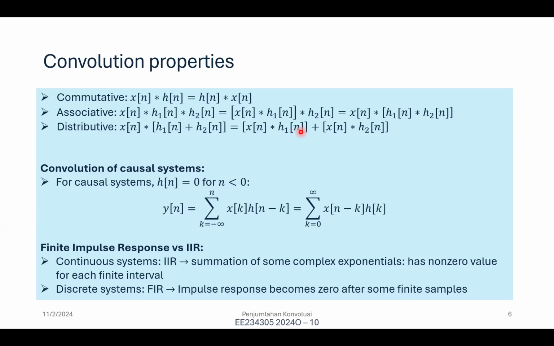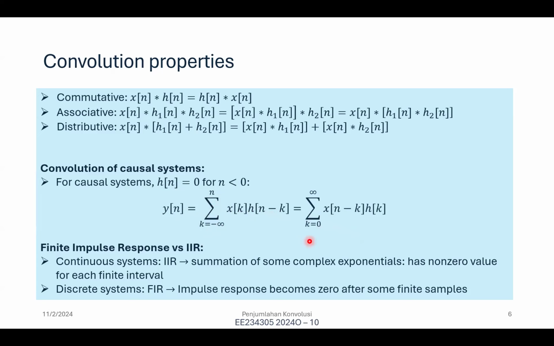And for a causal system, the definition is that the impulse response h[n] is zero for negative values of n, because it's not possible for the response to come before the input, right? So that's not possible. So for the causal system, y[n] equals the summation of x[k] times h[n-k]. Now we change the minus infinity to 0, so that it becomes k from 0 to infinity.